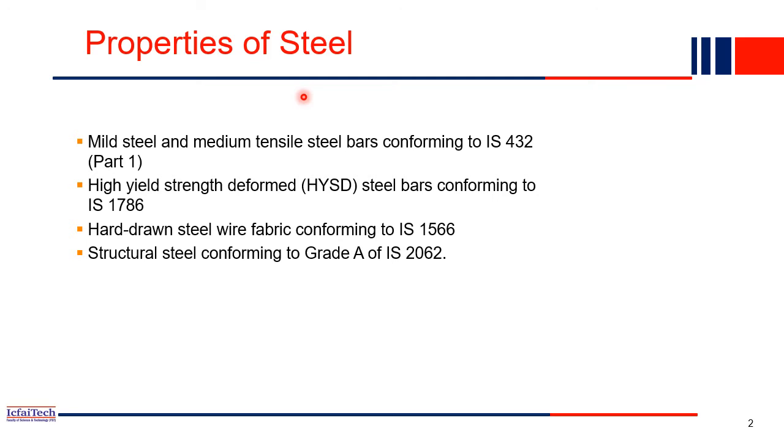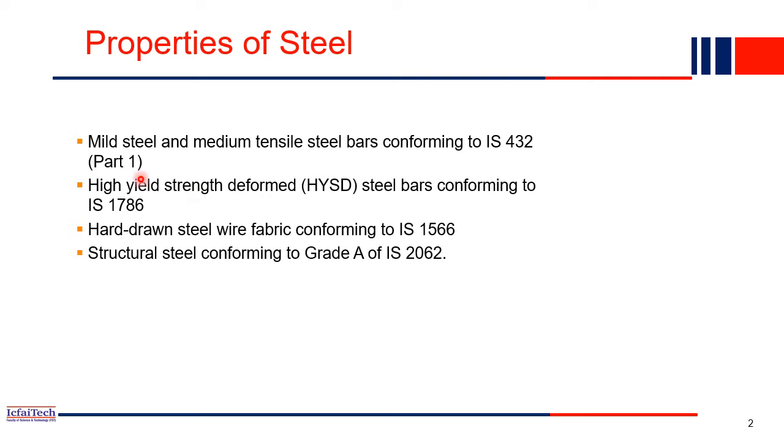One is mild steel. Another is high yield strength deformed bar, HYSD bar. We'll discuss in detail in the upcoming lectures, but here I am giving the four names of the grades of steel available. Another is hard drawn steel wire, and the last one is structural steel, conforming to IS 2062. These four grades of steel are available in the market. Each grade of steel has to maintain its IS code, which specifies what the properties should be.